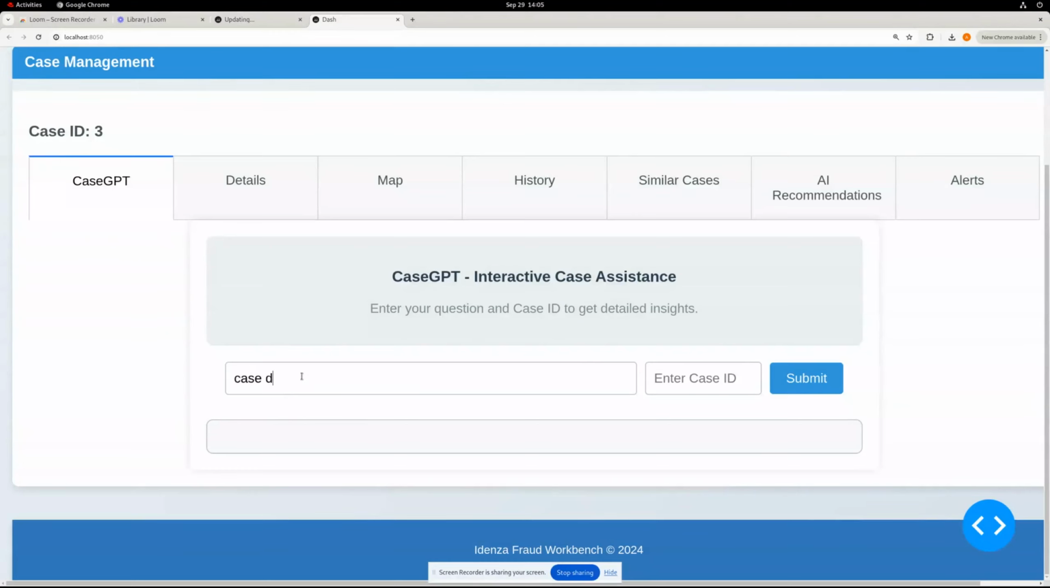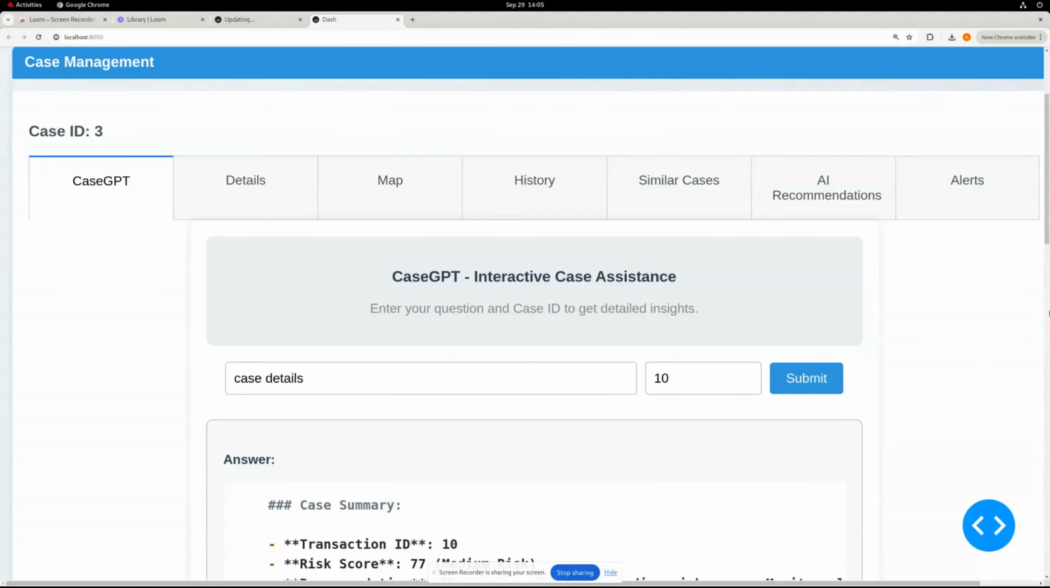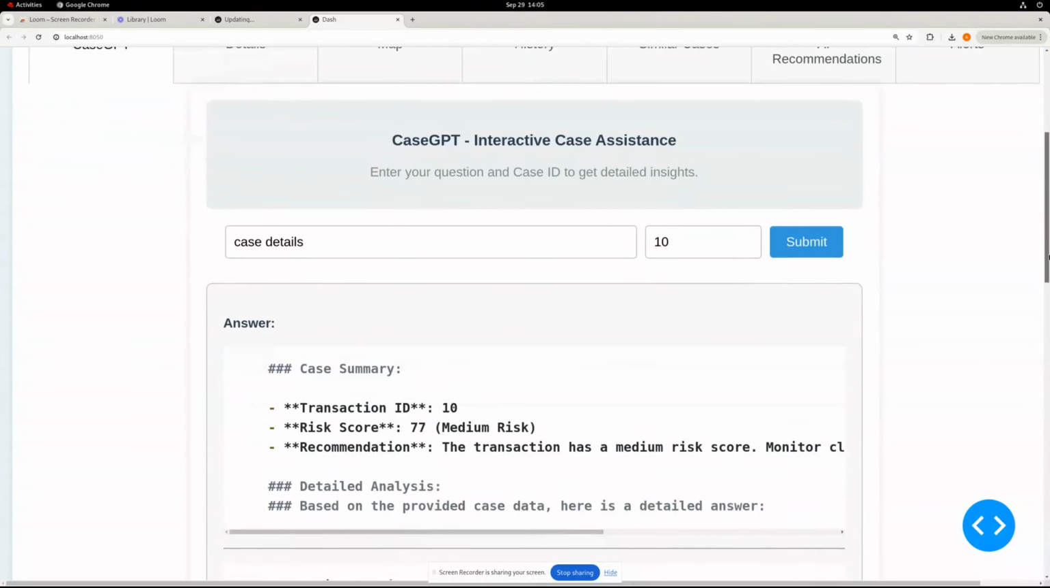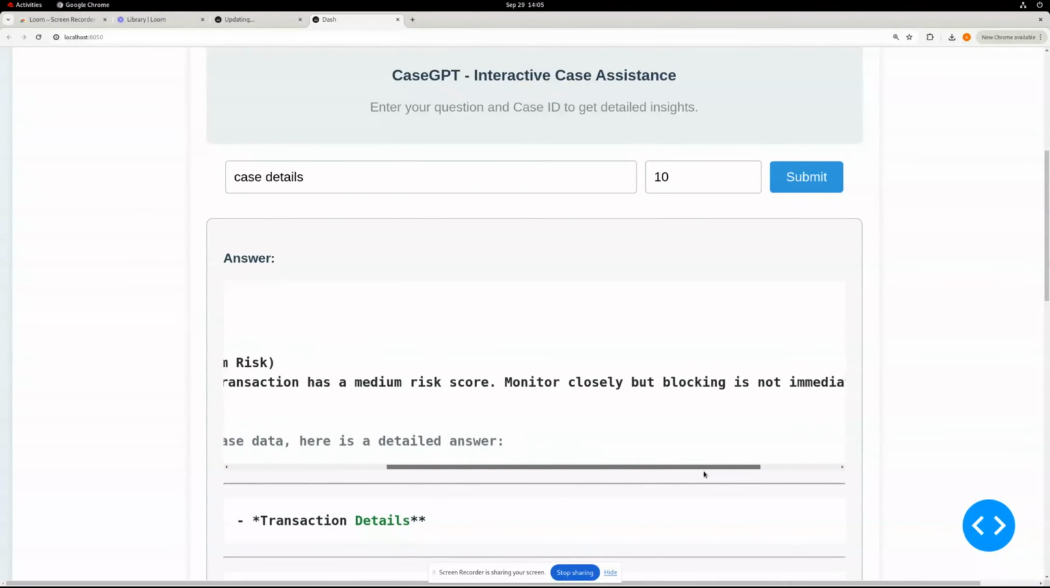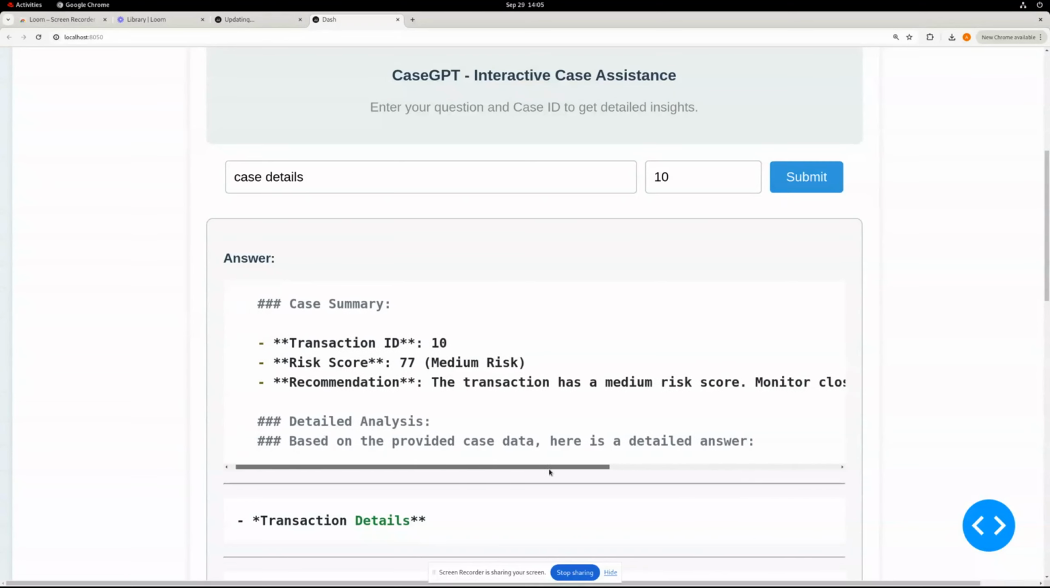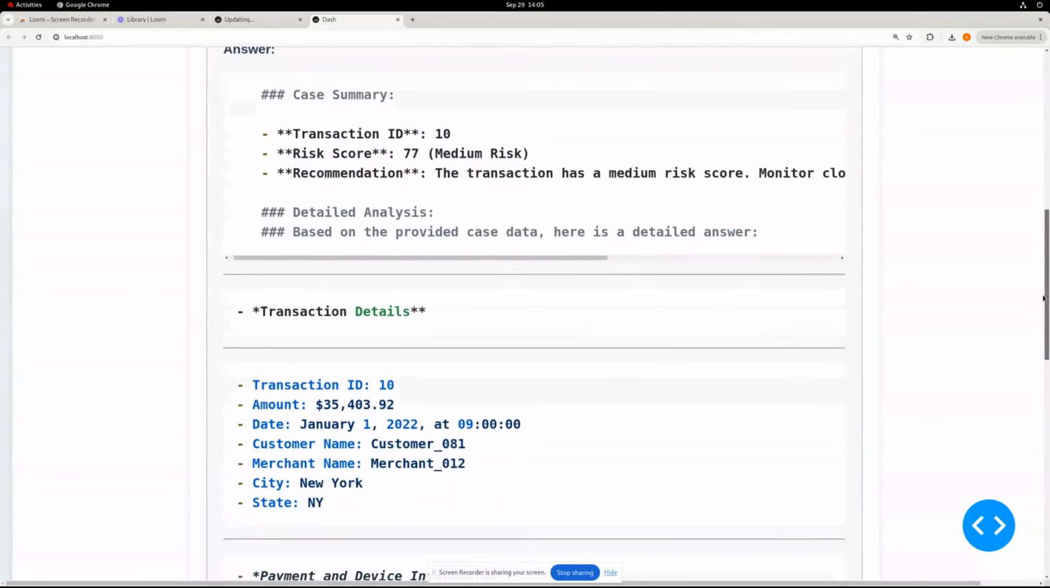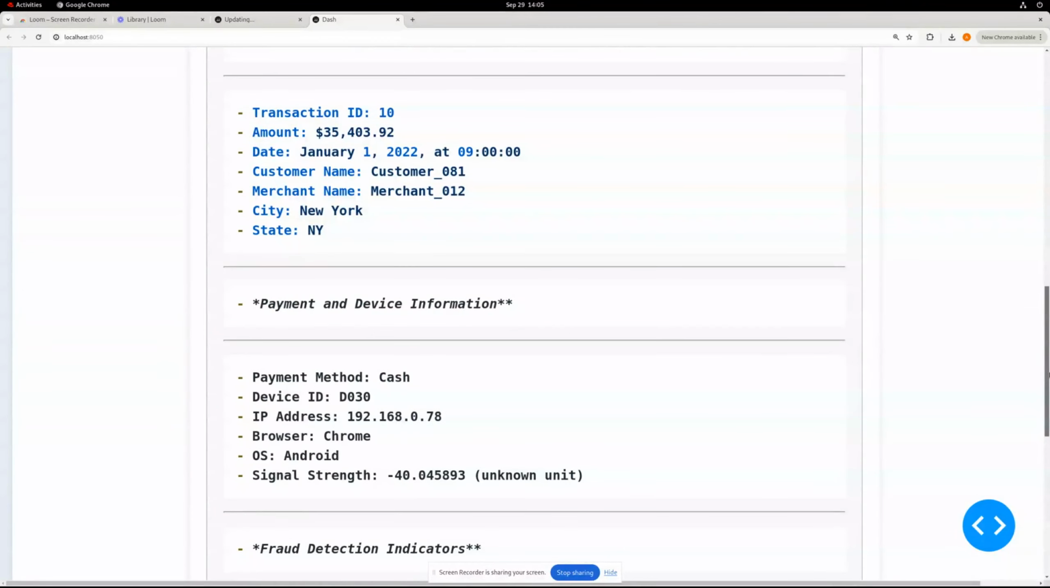Let's look at a specific example. The investigator asks for the case details. The answer shows all the relevant information available to the system. Based on the case information, the recommendation from the system is to allow the transaction, but start monitoring the account. The relevant information for the case is shown as part of the recommendation.